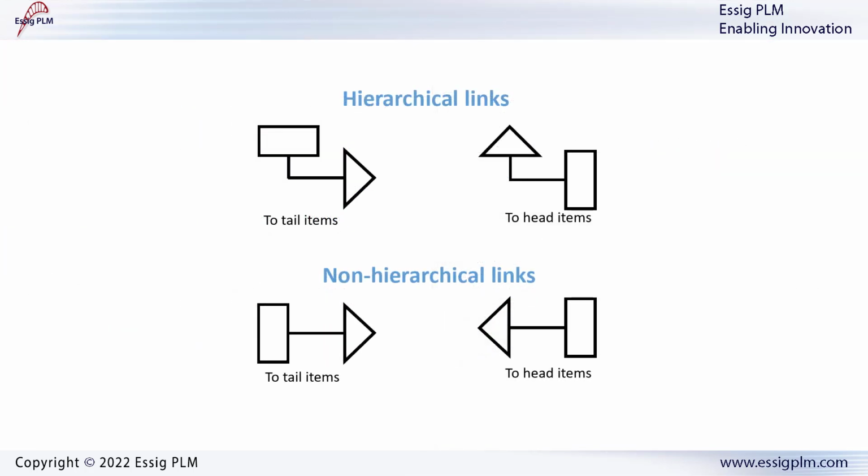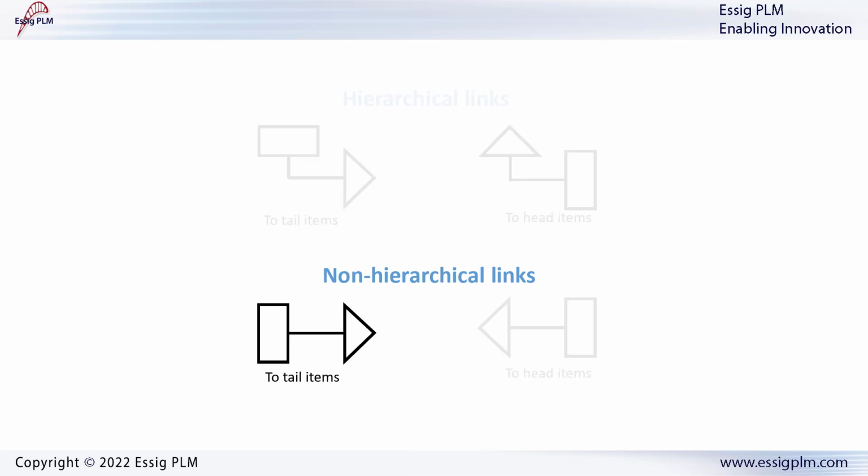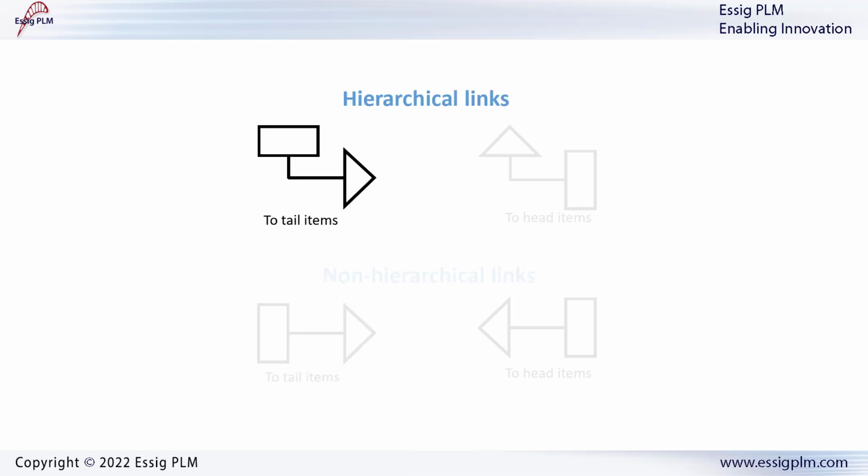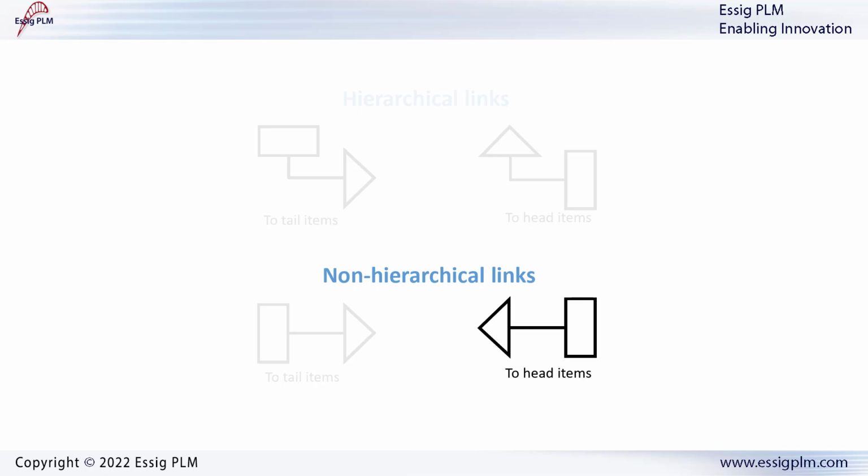There are 4 kinds of icons, 2 for hierarchical and 2 for non-hierarchical links. They allow us to understand at a glance if the item under consideration is the head or the tail of the link. An arrow pointing to the right tells us that the item is the tail of a non-hierarchical link, while an arrow pointing down and right is associated to a tail item of a hierarchical link. When the arrows go in the opposite direction, from right to left, we are in presence of items that are the head of the link.